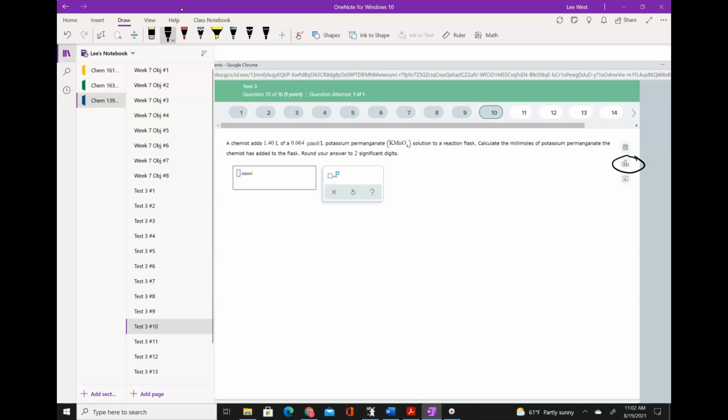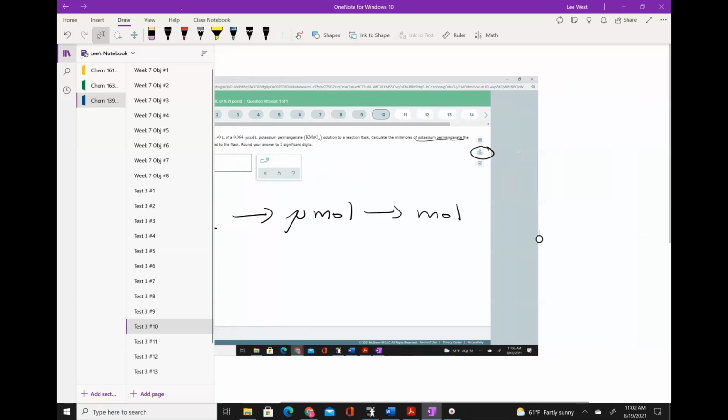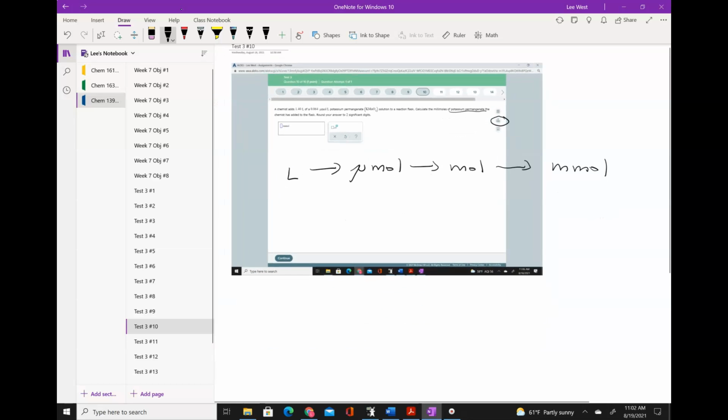So it says a chemist adds 1.4 liters of 0.064 micromole per liter potassium permanganate to a reaction flask. Calculate the millimoles of potassium permanganate the chemist has added. So this is what I'm going to do. I'm going to go from liters to micromoles to moles, and then finally on to millimoles. All right, so that's how I'm going to do it.